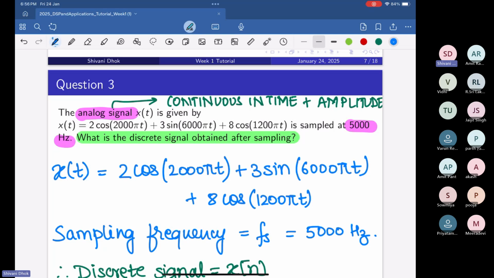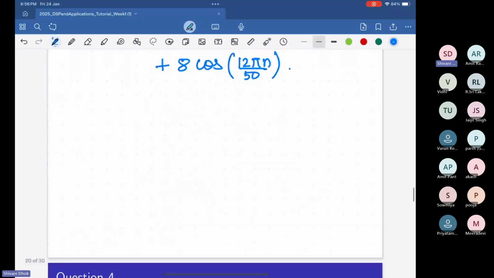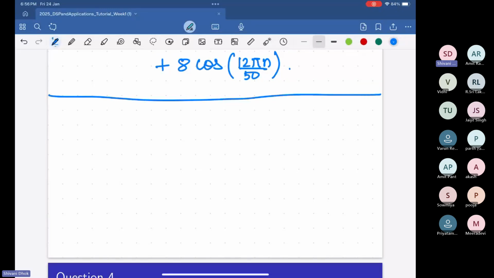Is it satisfying our condition that the sampling frequency should be greater than 2 times the maximum frequency available in this signal? So now let us try to understand if that is happening or not. This is an additional part. Let's try to understand what basically is happening.